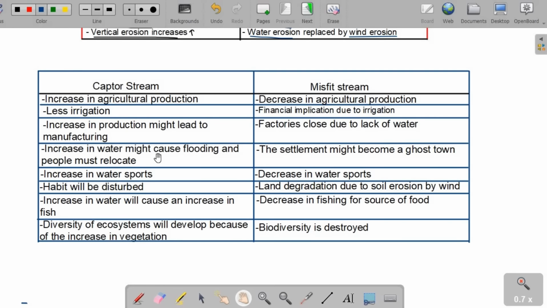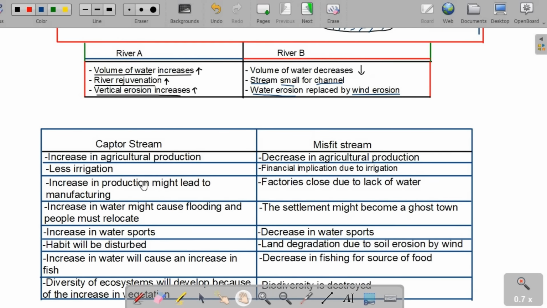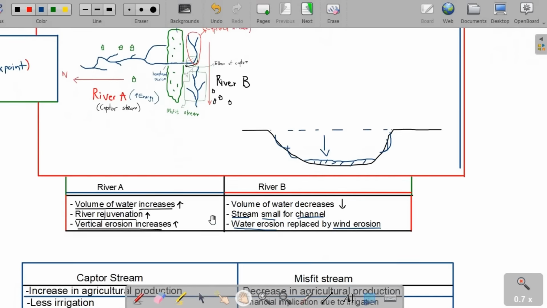And then what does it mean for the people there? So we are comparing the capture stream, the community that is residing or living in this area, with the community that you'll find near the misfit stream. So what does it mean for them?